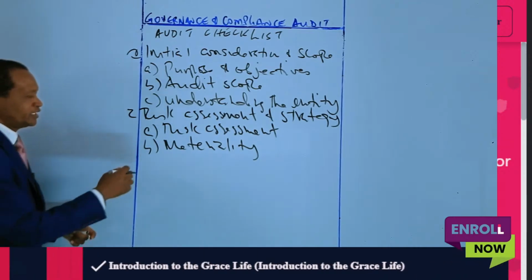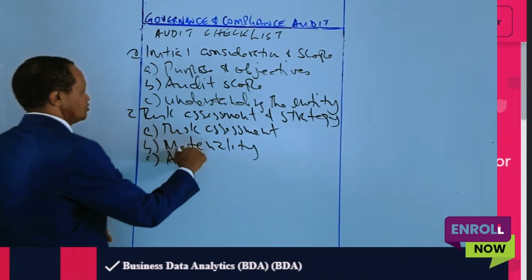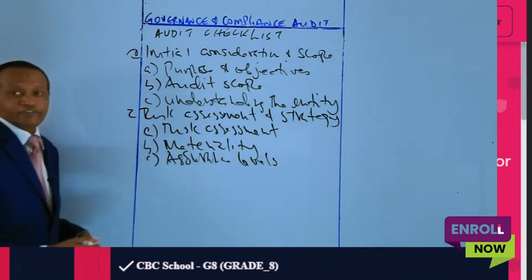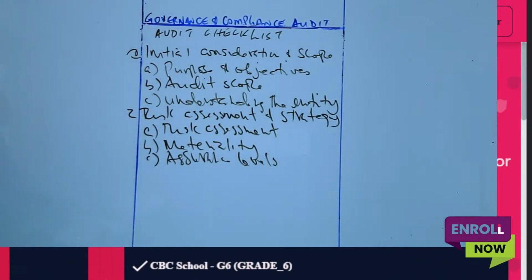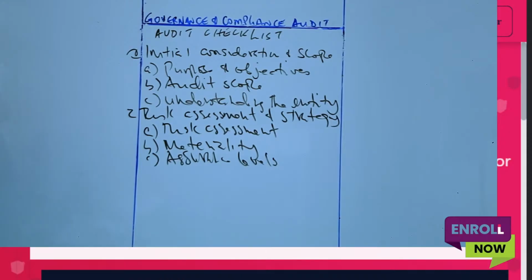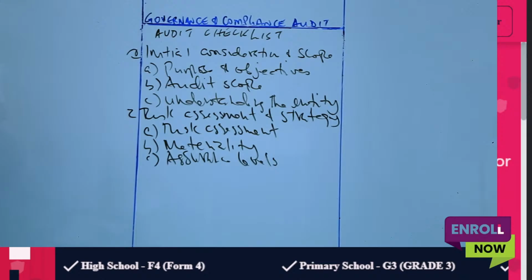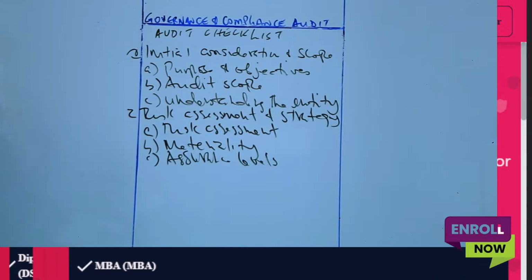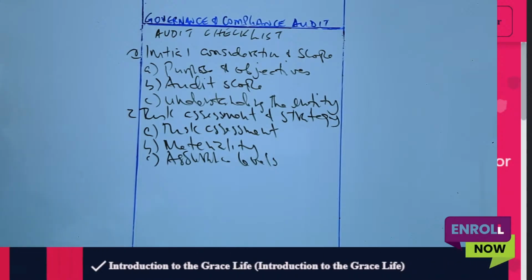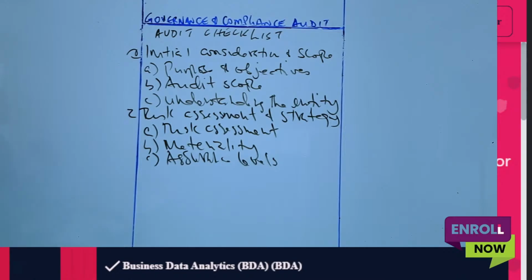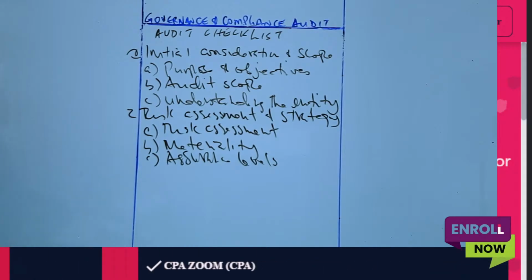Then 3 is assurance level. Assurance levels. Have we determined the level of assurance to be provided? Is it reasonable level of assurance? Is it limited level of assurance? Is it agreed upon procedures? And does the chosen assurance level meet the expectations of the key stakeholders? That is the assurance level.